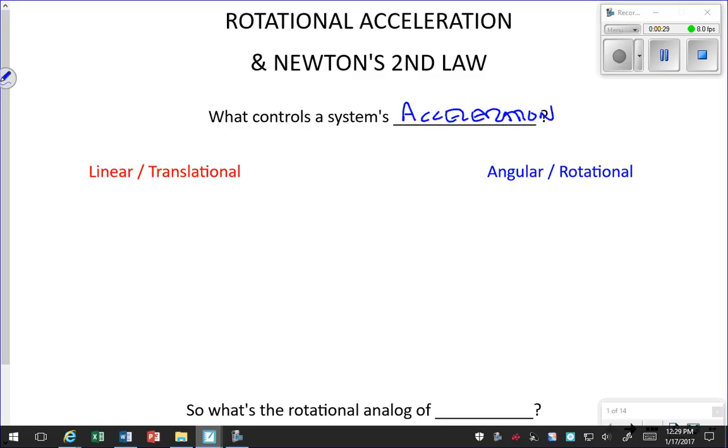Well, from a linear or translational point, the question is what controls a linear system's acceleration? As you hopefully remember, we have a way of expressing what a system's acceleration is equal to, what's called Newton's second law. We typically don't see it solved for a, but we say that acceleration is directly related to the net force applied to an object and inversely related to its mass. We see that most typically expressed as net F equals ma.